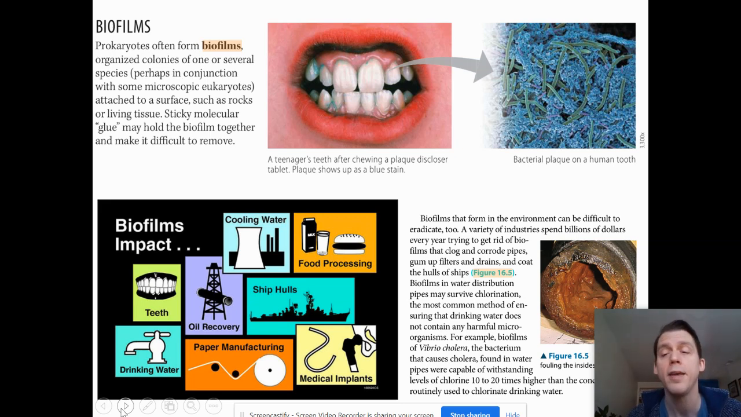Plaque on your teeth is a biofilm that is caused by prokaryotes that live there. And when there's enough prokaryotes, they start to form plaque, and the plaque allows them to share chemicals and nutrients, and then also to communicate with one another. Some biofilms can form inside water lines and sewers. So biofilms are pretty common.